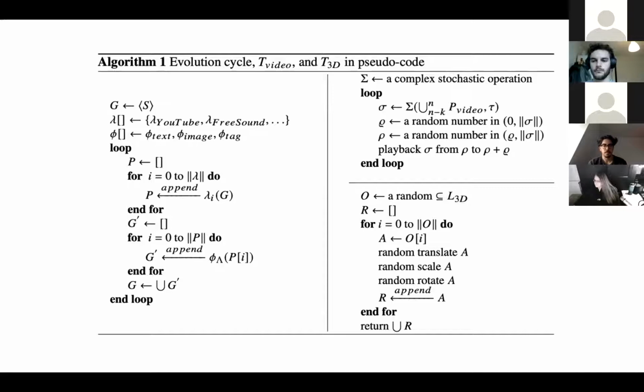The 3D model synthesizer is also quite straightforward. It downloads and takes the available 3D models, performs some random rotations, translations, and other manipulations on the models, and then merges them all and synthesizes a new object.